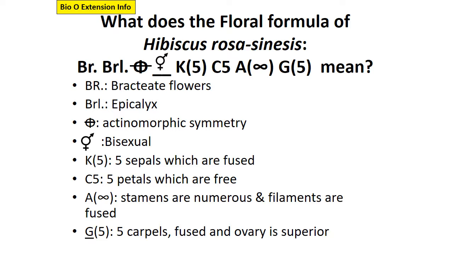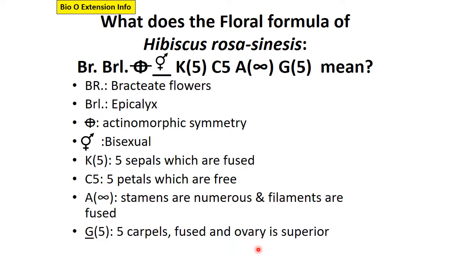How do we know this? How do you know whether it is fused or free? By looking at the number. If you can see a bracket around the number, that means these are fused. If the number does not have a bracket, it is free. So basically this is how you know whether the structures are free or fused. Similarly, the gynoecium G bracket 5 also tells you that these 5 carpels are fused. They join together at some point.